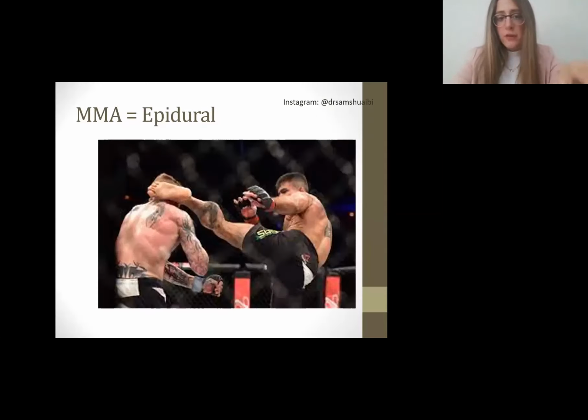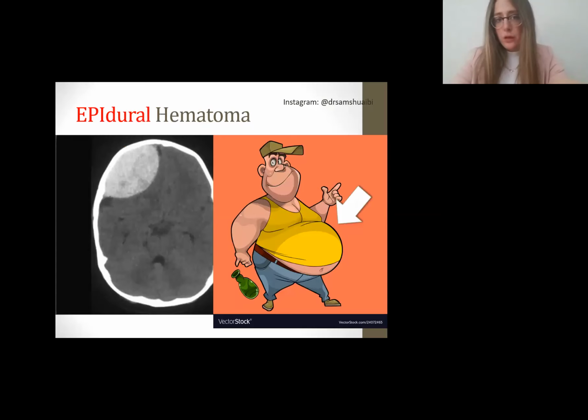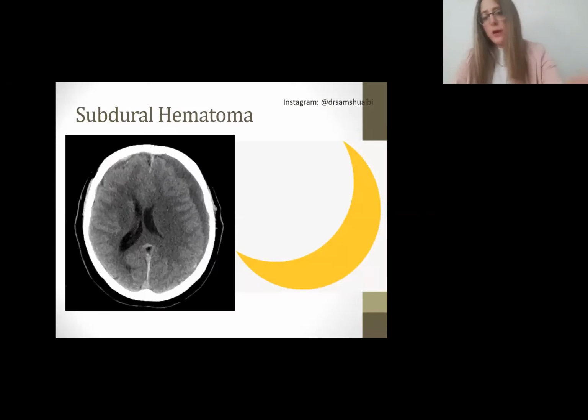Okay, big difference between it and the epidural hematoma. It looks like a belly on top, like the brain has a belly of its own. And this one, which looks like a brain, is going inside, as opposed to the epidural, which is going out towards the outside. Okay.